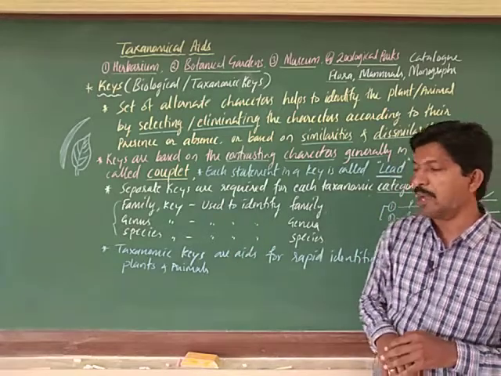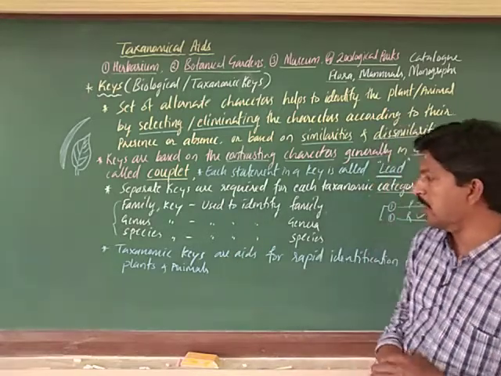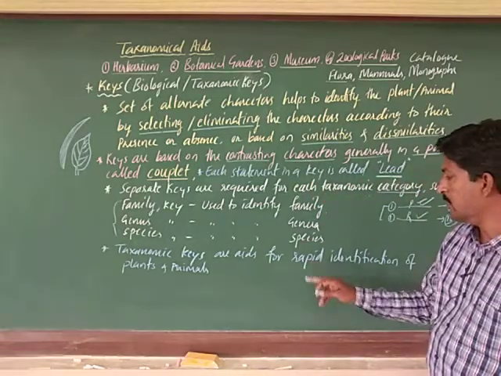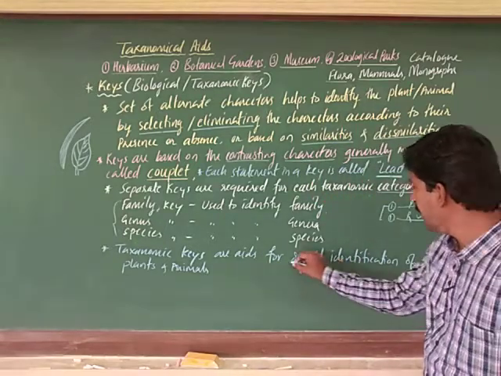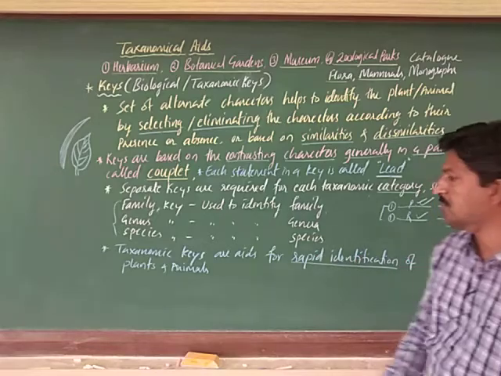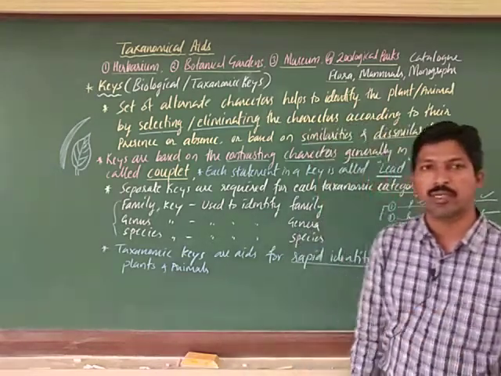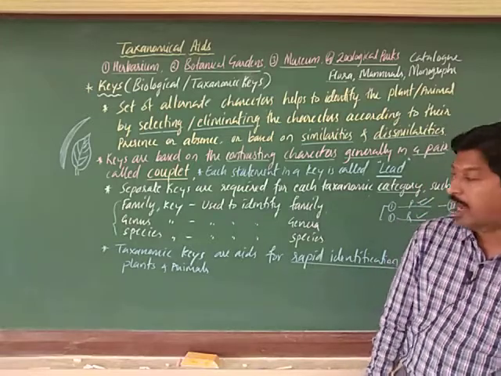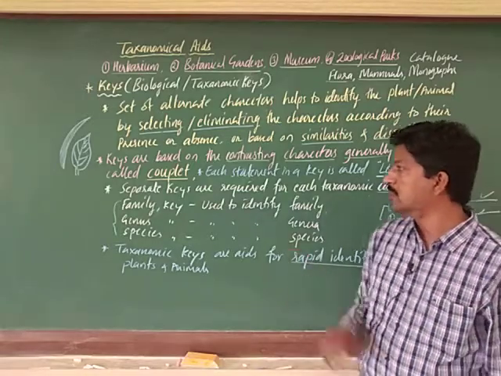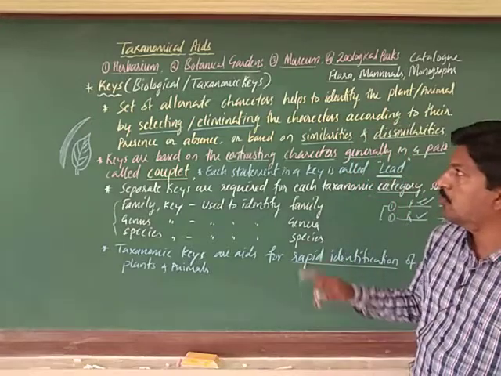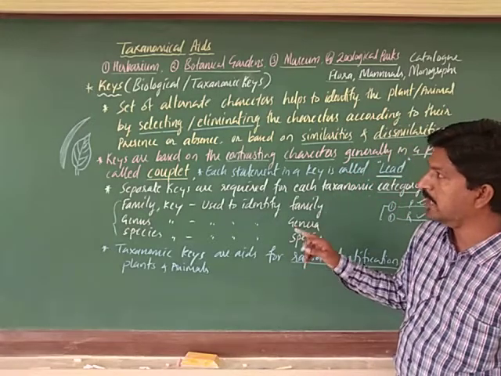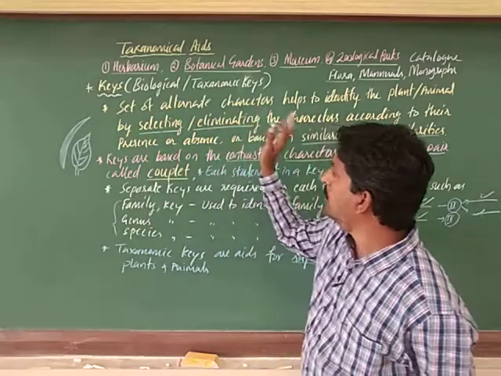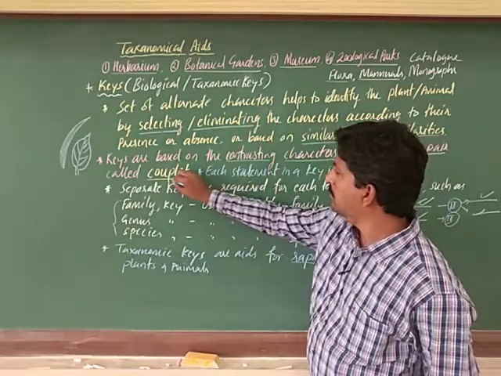That is also in a rapid way. So, taxonomic keys are aids, tools which are used for rapid identification, very important, rapid identification of plants and animals. So, their species can be identified with the help of these keys. Understood these points? Let us see once again, this is what I have marked here with a star: a set of alternate characters is called a couplet. Understood?